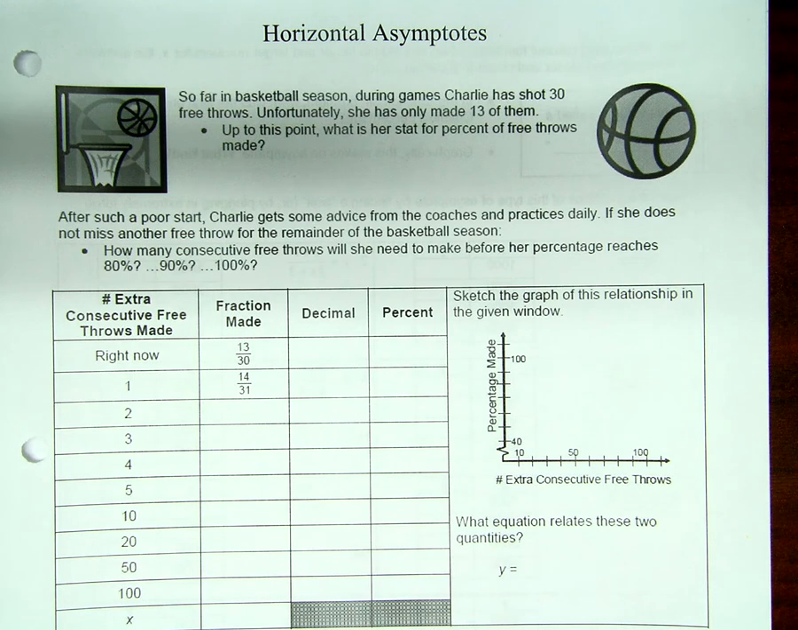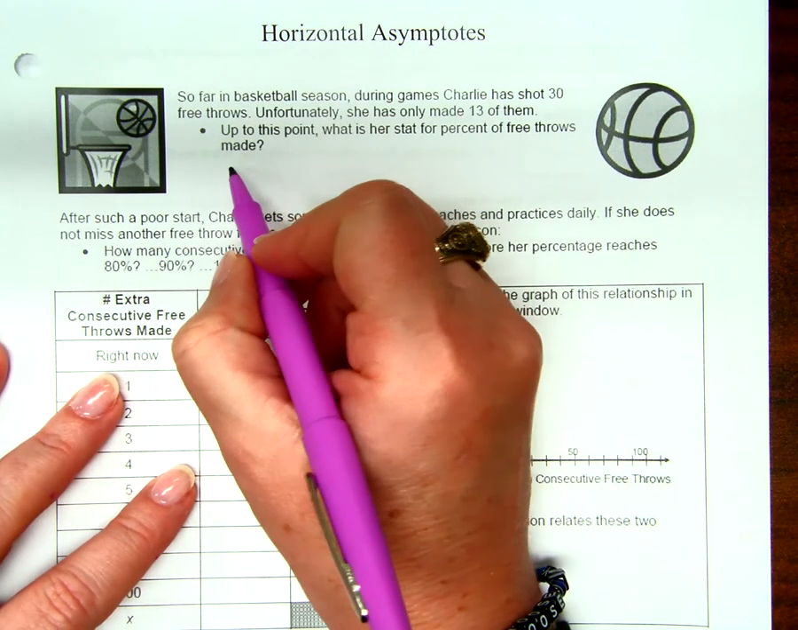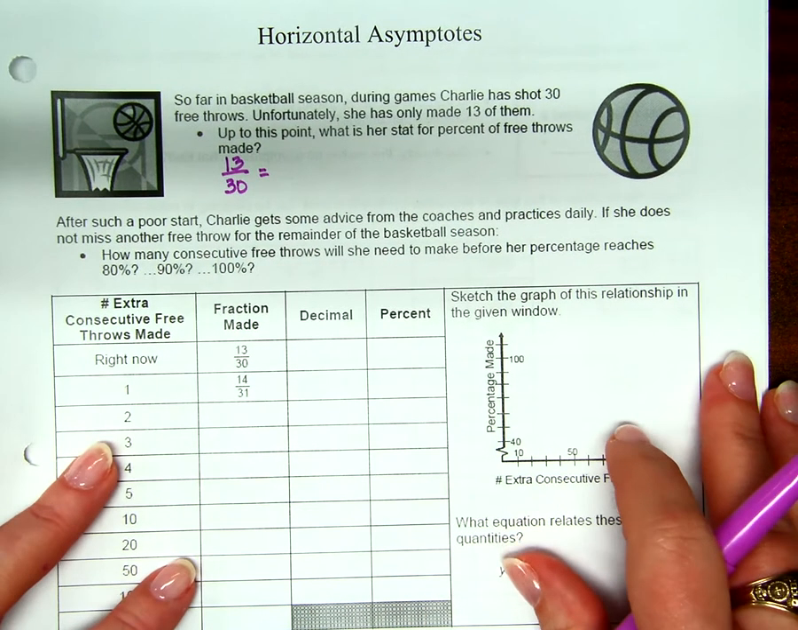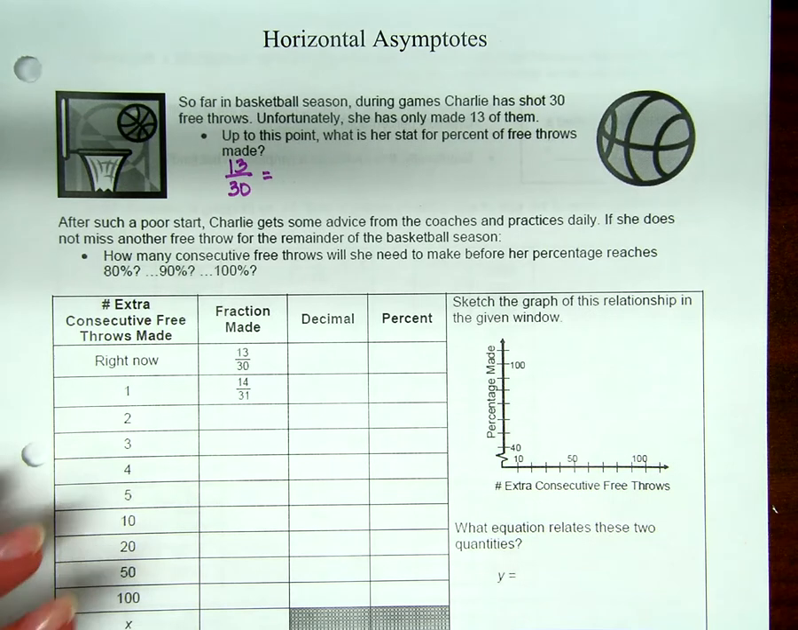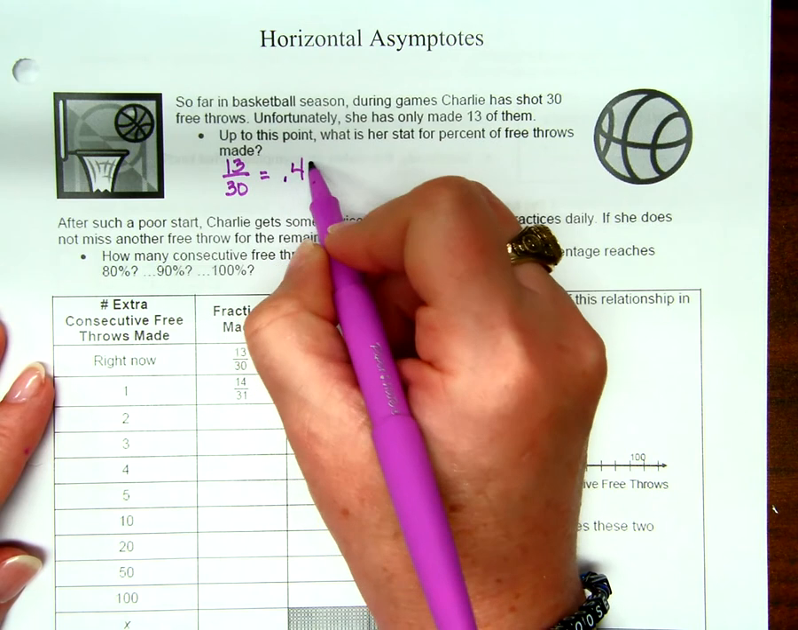So far in basketball season, during games, Charlie has shot 30 free throws. Unfortunately, she's made only 13. Up to this point, what is her stat for percent of free throws made? 13 over 30. Somebody tell me the decimal equivalent of that, please. .433.